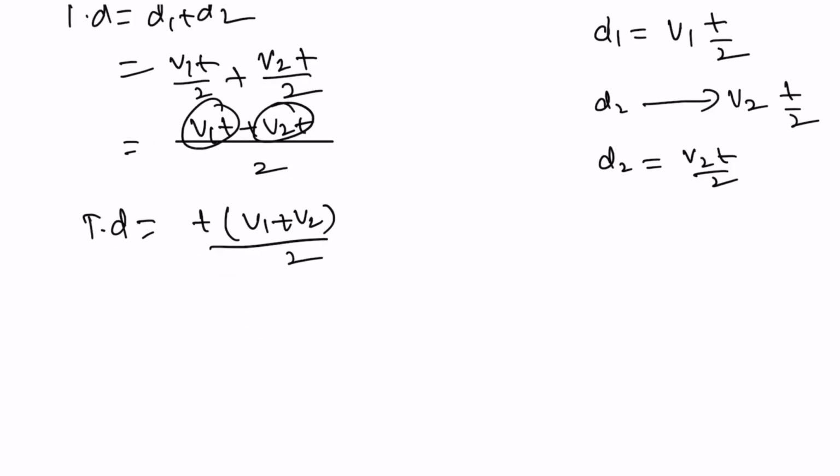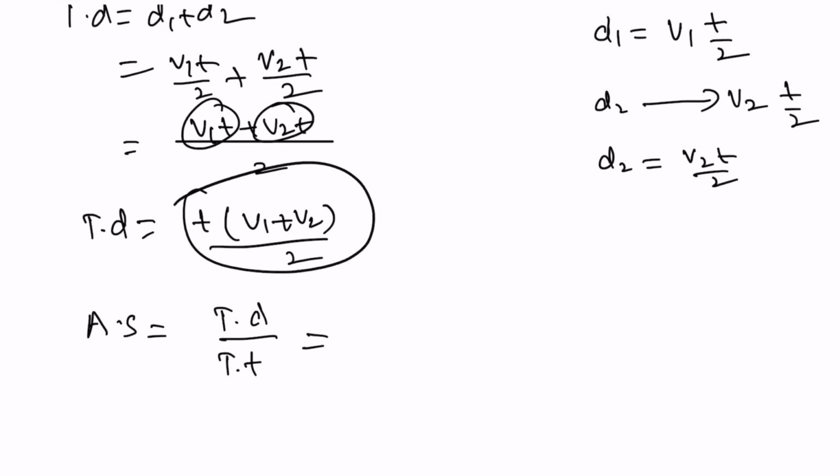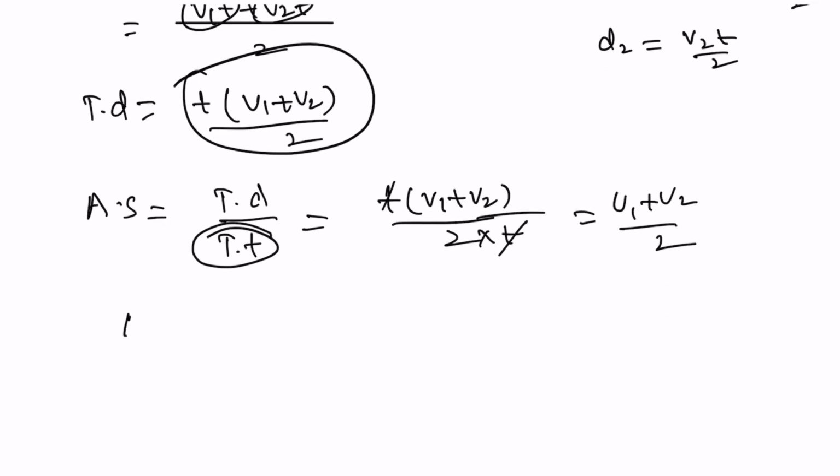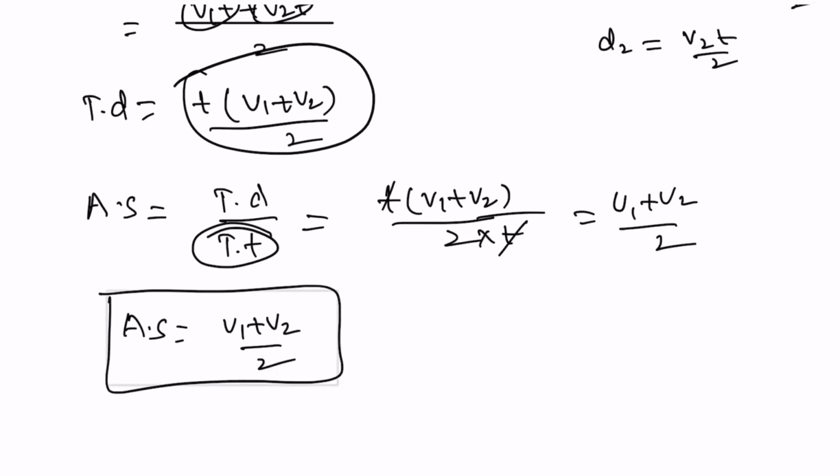Now what is the formula for average speed? Average speed is equal to total distance by total time. The total distance here is t into v1 plus v2 by 2. The total time is in the denominator, so the total time is t. So t cancels, then we get v1 plus v2 by 2. So the average speed here is v1 plus v2 by 2.